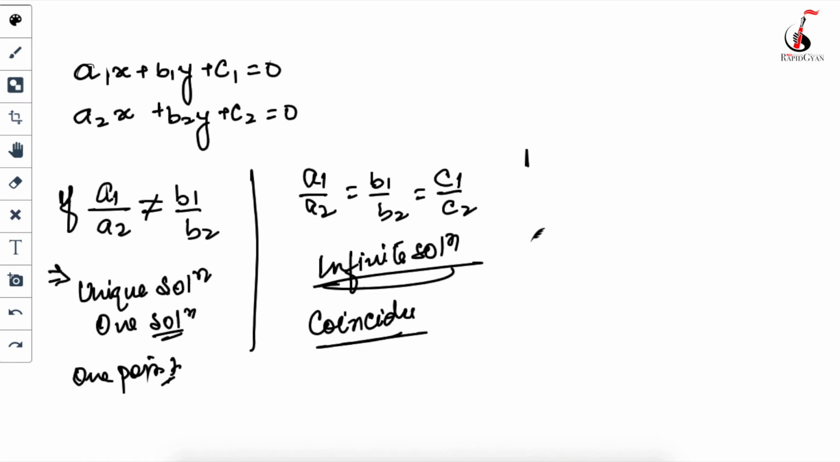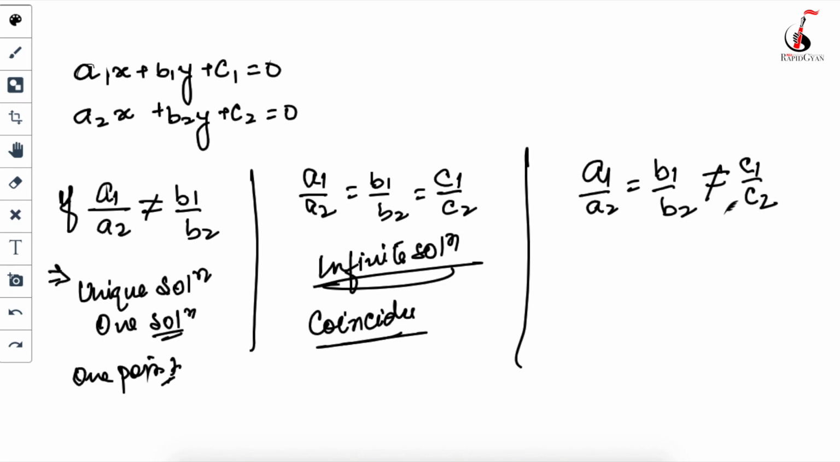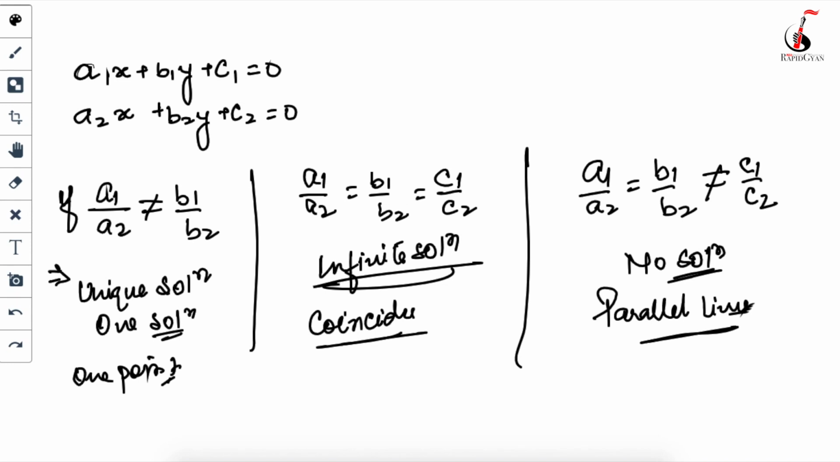Okay. Now the third one is that if a1 upon a2 is equal to b1 upon b2, but it's not equal to c1 upon c2. Just remember this. This is the case of no solution. No solution means both the lines are parallel lines. Correct? Both the lines are parallel lines.